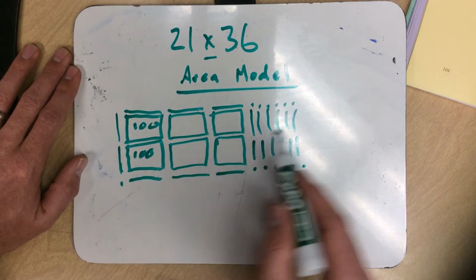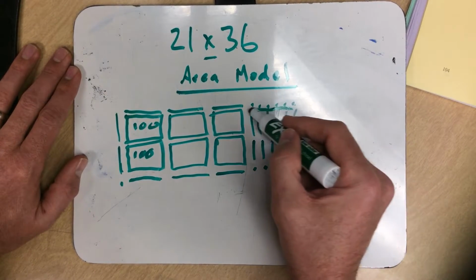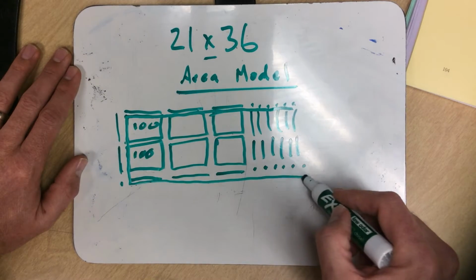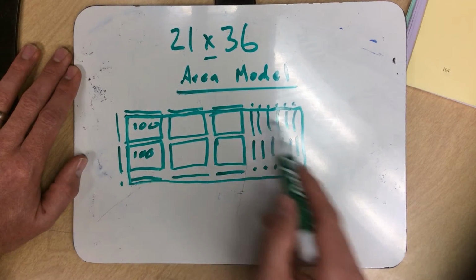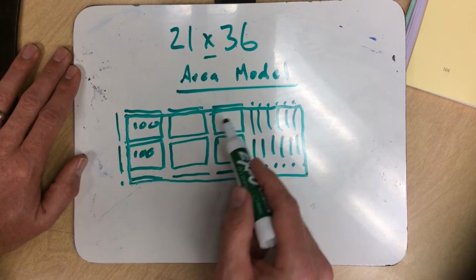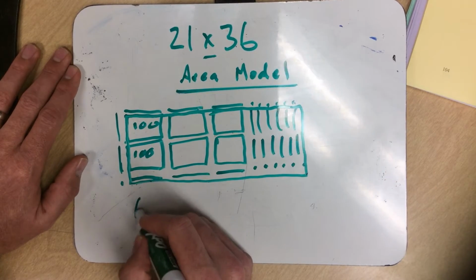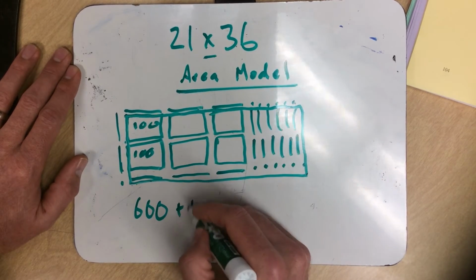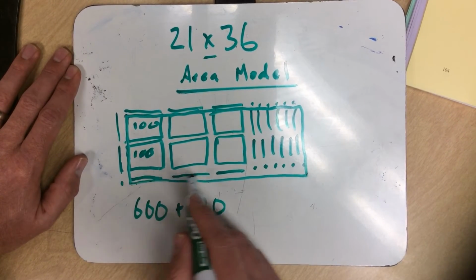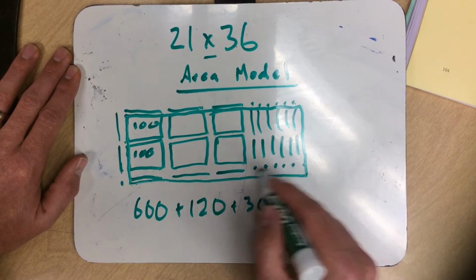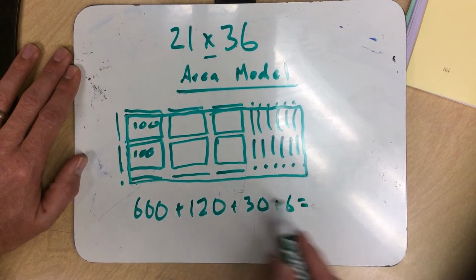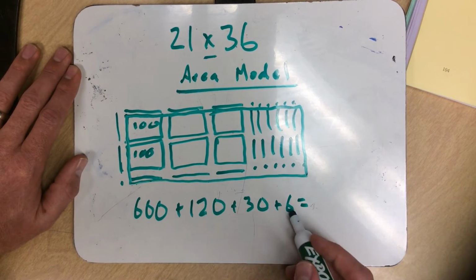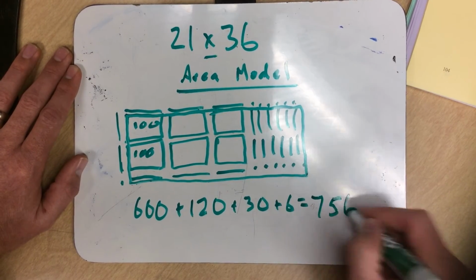So then what the student needs to do is make sure that their area is a rectangle, because we're finding the area of that rectangle there. And then add up the area of their rectangle. So it's 100, 200, 300, 400, 500, 600. Plus, there's 6 tens plus another 6 tens is 120. Plus these 3 tens is 30. Plus those 6 ones. So when you add all that together, you get 720, 750, plus 6 is 756.